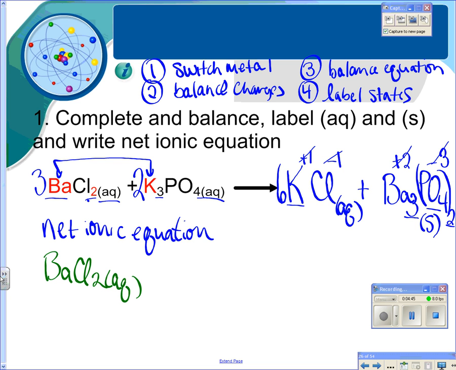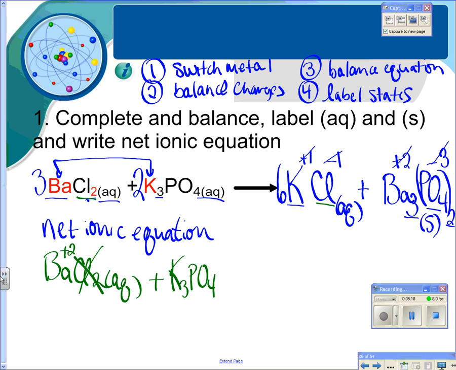So I'm going to look over on the other side, and I can see that barium is in my solid, so I can't cancel out the barium, but my chlorine is in an AQ on both sides, so it's going to cancel out. And when I cancel it out, I have to put the charge back up. There's nothing to take the +2 anymore, so I have to give it back. So I'm going to write barium +2. The next step I'm going to do is write down the K3PO4.